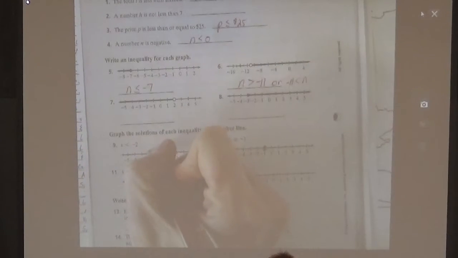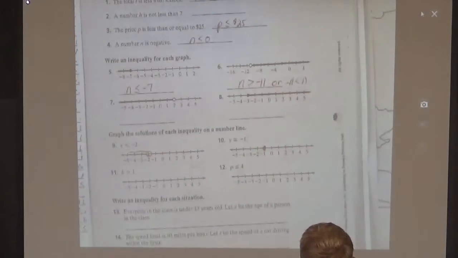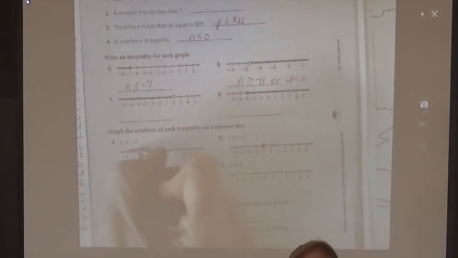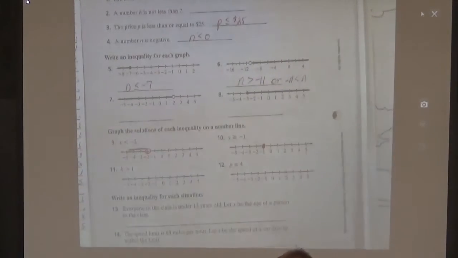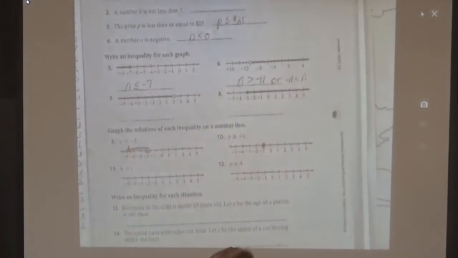Now, what I want you to do is put your line of shading above the line. Don't put it on the line because it's too hard to see. Okay? So put it above the line. And then draw an arrow on the end. Because the line doesn't stop. It keeps going infinitely to the left. Okay? And then I want you to practice writing inequalities at the bottom.